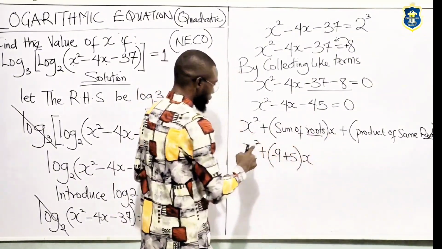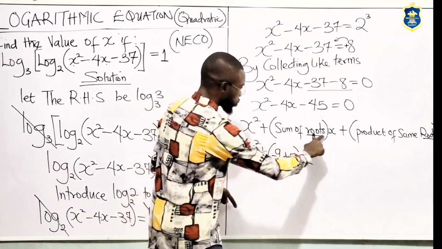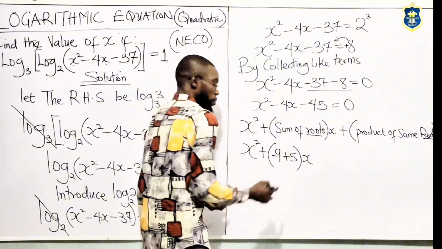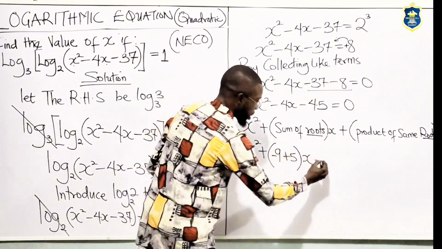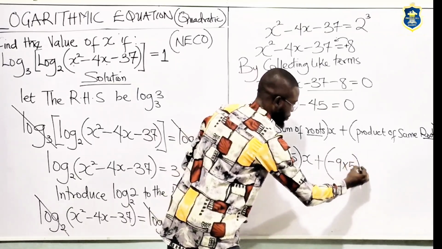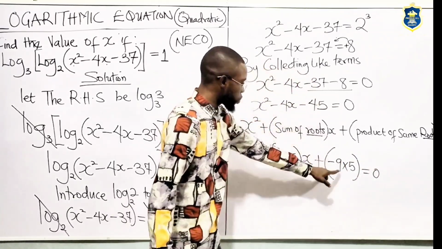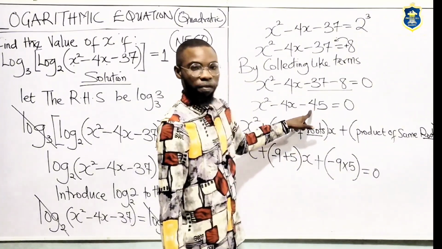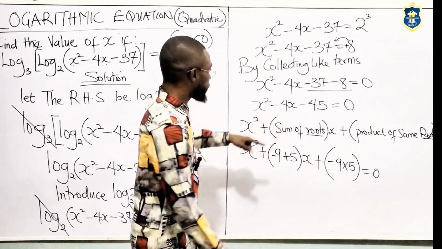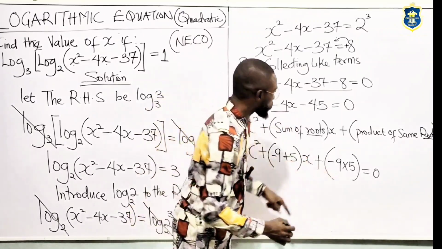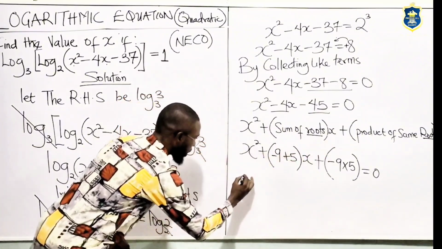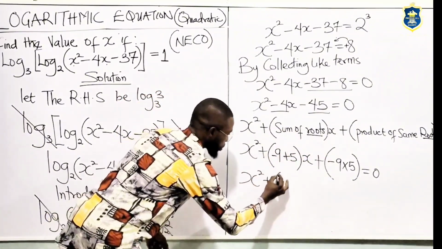Let's check the formula. This is the formula. Now we're applying the formula: x squared plus the sum of roots x, plus the product of these two numbers, that is minus 9 times 5, equal to 0. If we multiply these two numbers, are we going to get minus 45? That's the question you should be asking. If we add these two numbers, are we going to get minus 4? And if we multiply them, are we going to get minus 45? Yes.